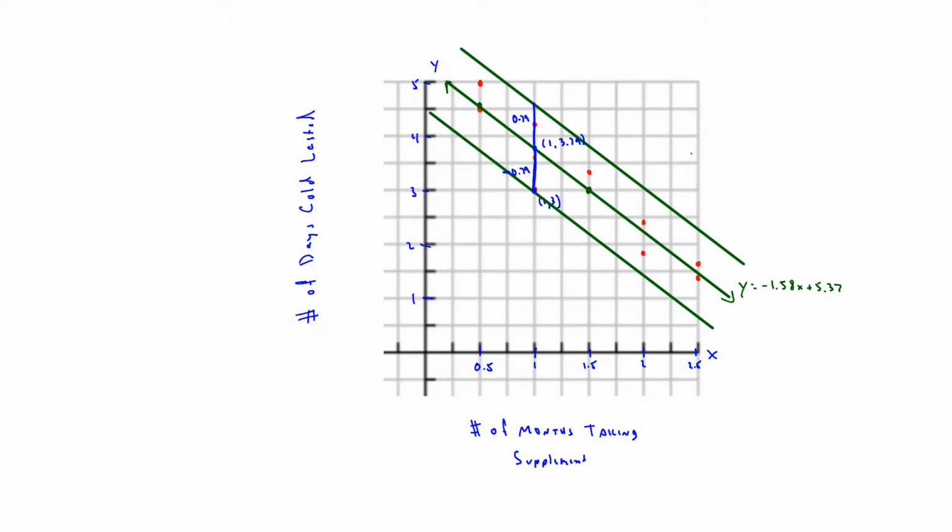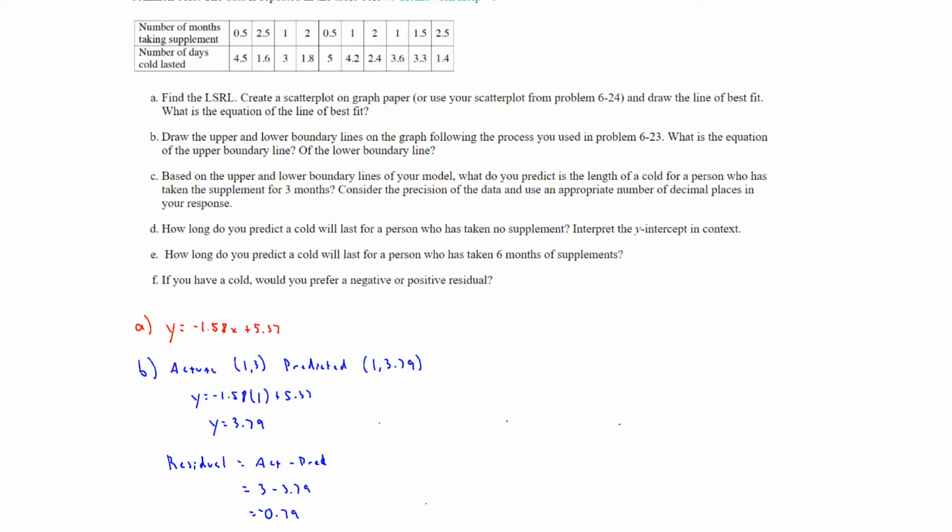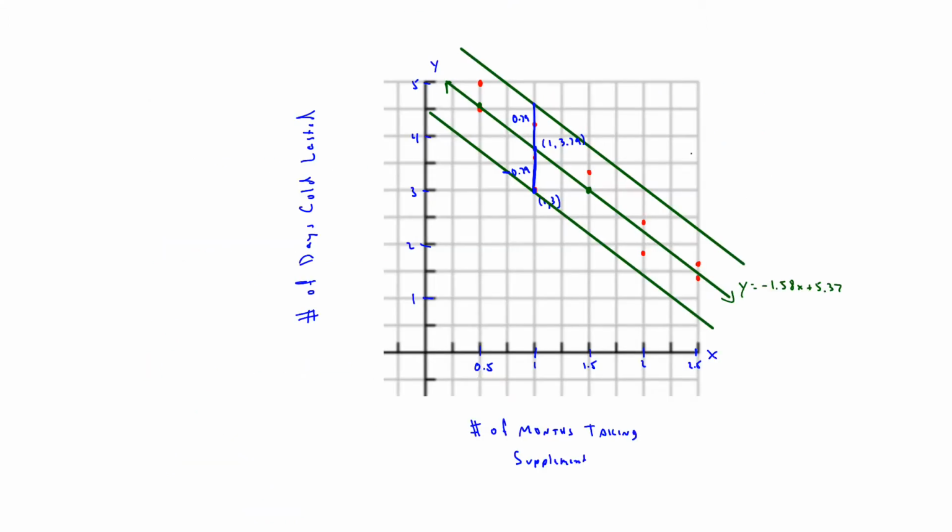So I had to find the actual point, which was 1,3, and then find the predicted using my least squares regression line, and it was predicted to be 3.79. So the difference between my actual and predicted was negative 0.79. Once I knew that, I could create my new line at the point 1,3 with a distance of negative 0.79 and given the same slope. So I was able to copy that line below. That would have been my lower bound.